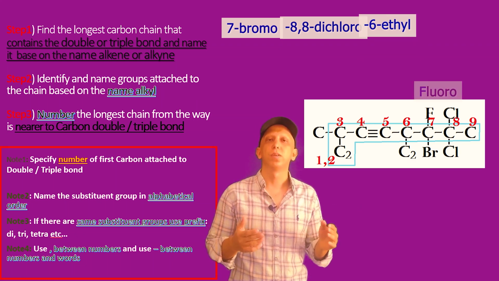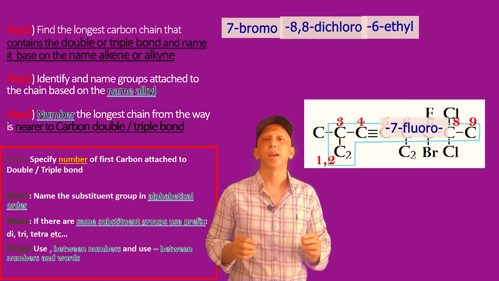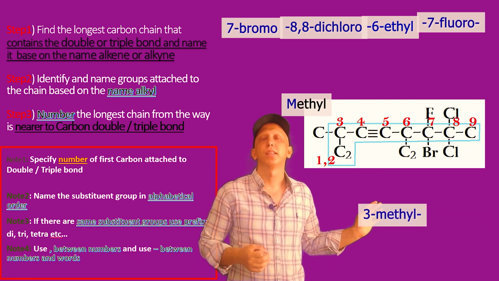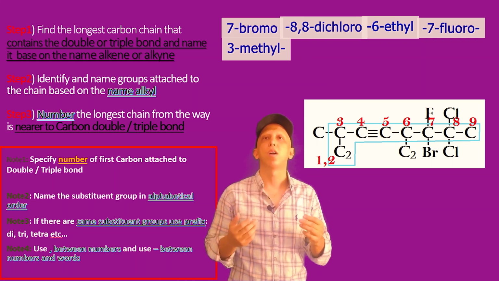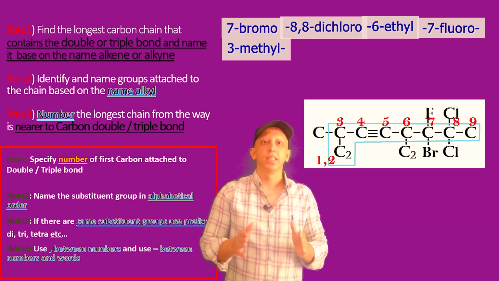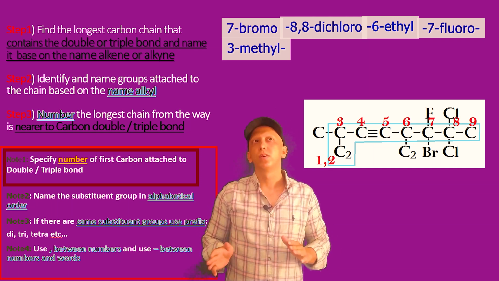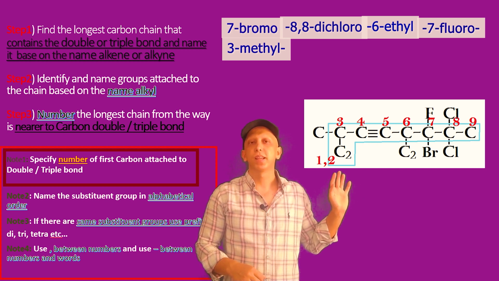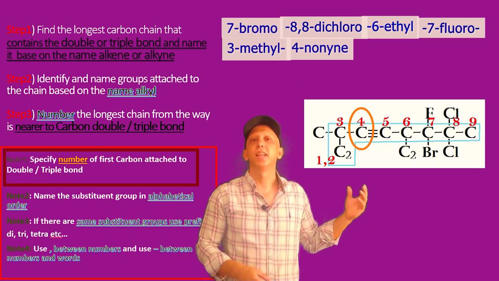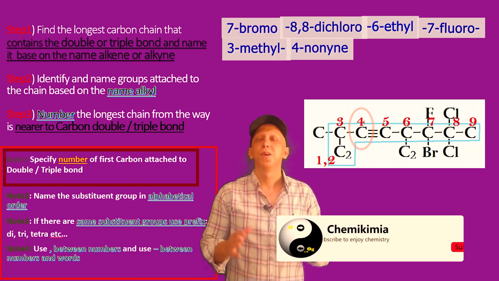After that we have to write fluoro that sticks to carbon number 7, and we'll write 7-fluoro, and then we have to write methyl that sticks to carbon number 3, so it will become 3-methyl. In the end we have to write the name of our main carbon chain. When we want to name our main carbon chain based on alkene and alkyne, we have to write the first number of the carbon attached to the triple bond or the double bond. And here, the first carbon attached to the triple bond is carbon number 4. So we have to write 4- and the name of our main chain, that is nonyne. So naming is so easy.